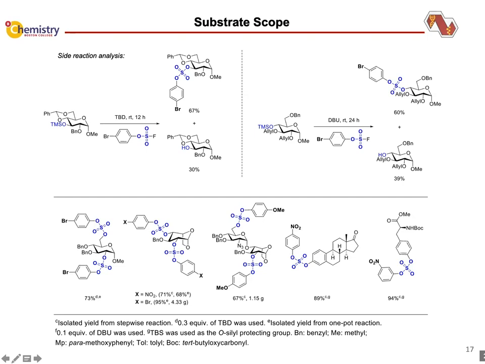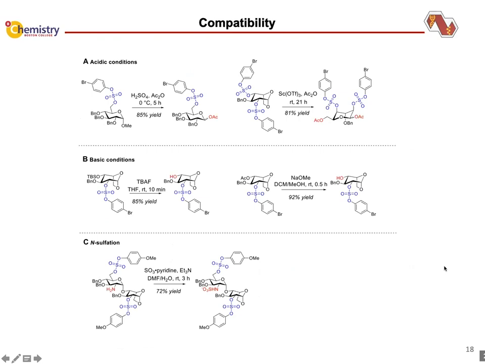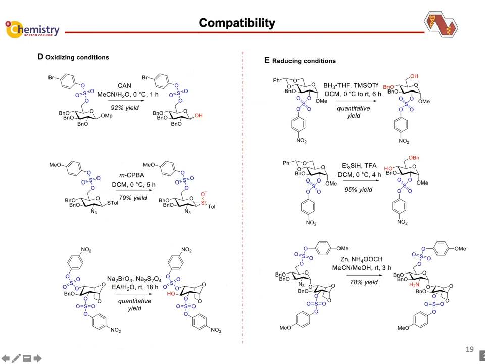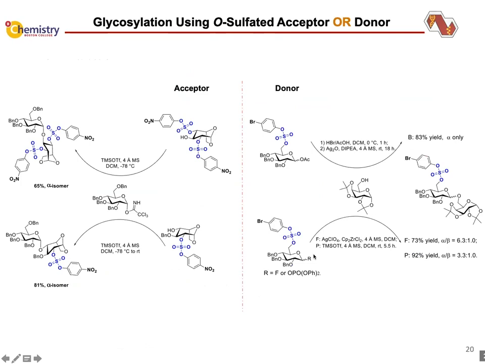Okay, so this chemistry turns out to be pretty compatible with a variety of different glycochemistry conditions. For example, acidic, basic, N-sulfation, oxidizing and reducing conditions. Because of the interest of time, I'm not going to go into details about those chemistries. And I'm happy to answer any questions if you have in the Q&A part.